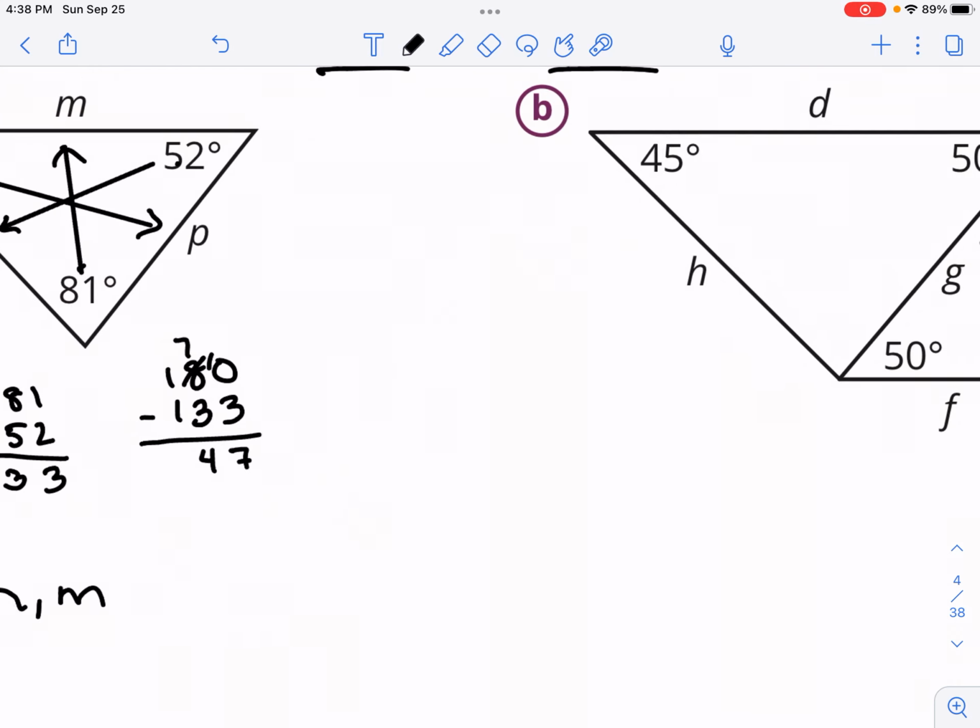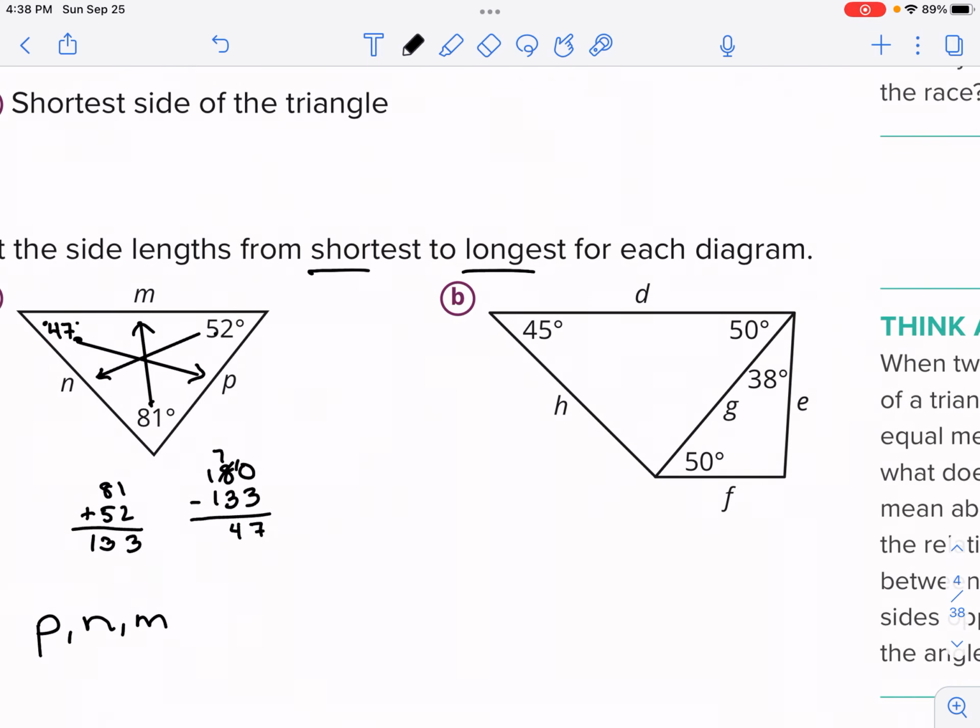Okay, let's use this understanding to help us for B. We're going to go a little bit faster though. This is 45 and 50, so if you add that, that's 95. I need to find this missing angle here, so I'm going to subtract it from 180.